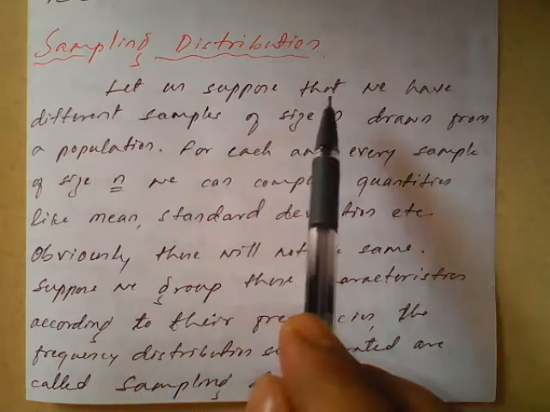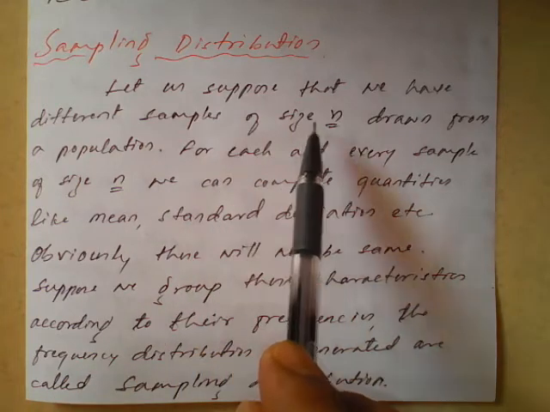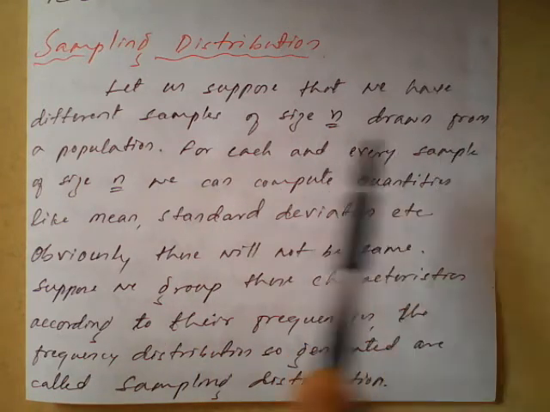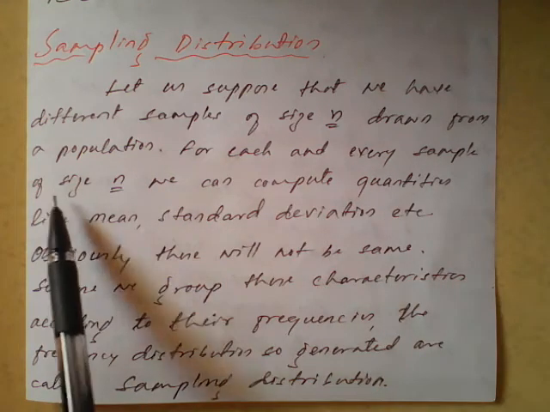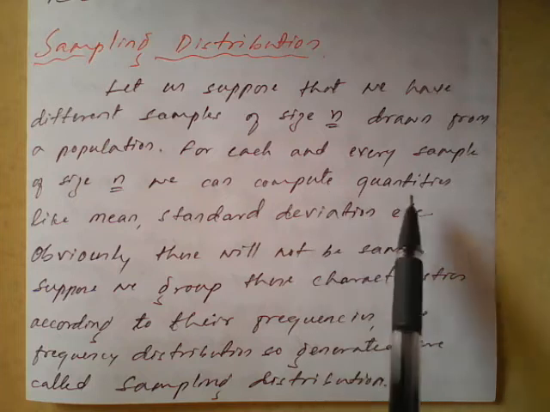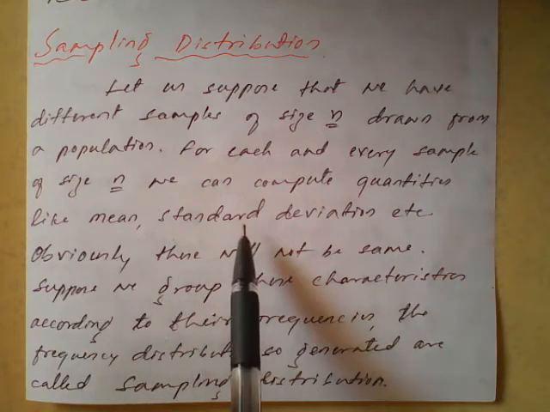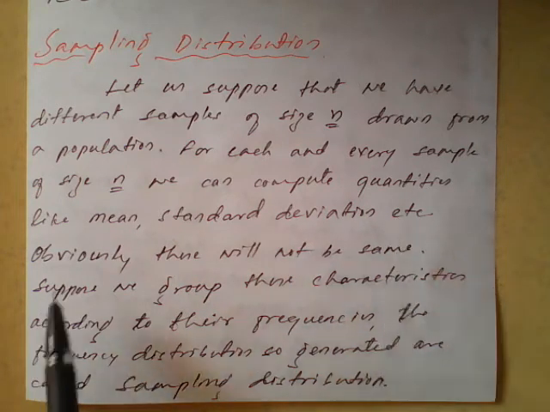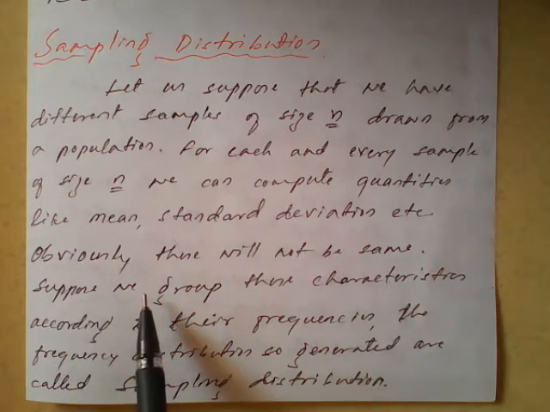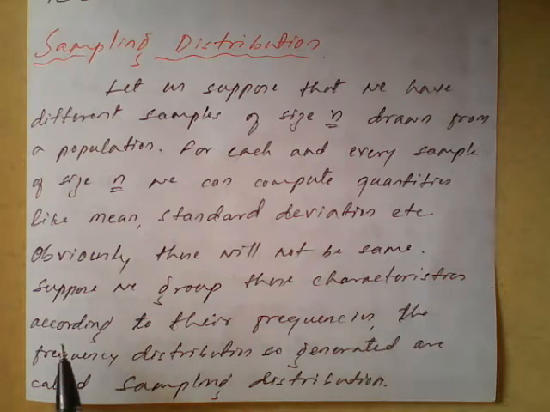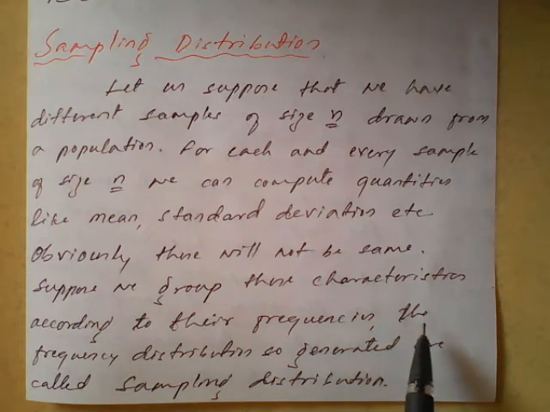Let us suppose that we have different samples of size n drawn from a population. For each and every sample of size n, we can compute quantities like mean, standard deviation, etc. Obviously, these will not be the same. Suppose we group these characteristics according to their frequencies. The frequency distribution so generated is called a sampling distribution.